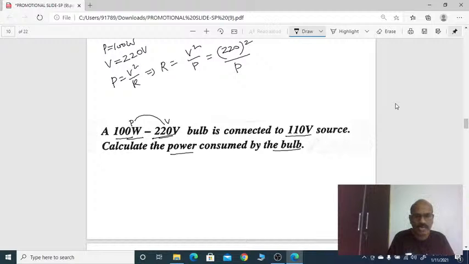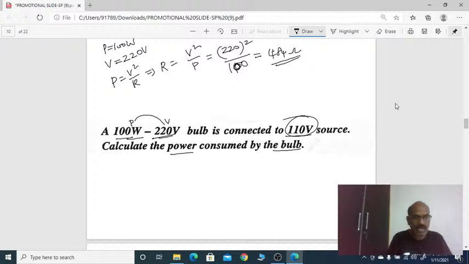Yes, correct, by power. How much power is given? 100 watt. So 100 here, and you will get 484 as the resistance. The operating voltage given at the start is 220, and you got the resistance.